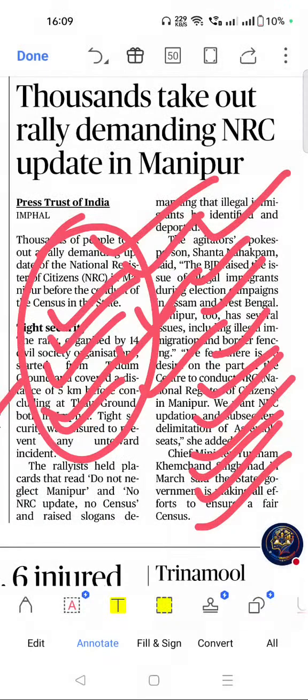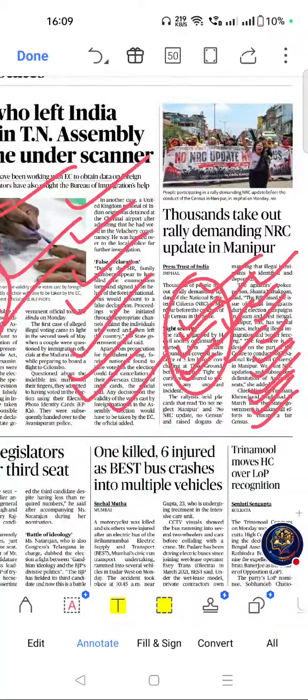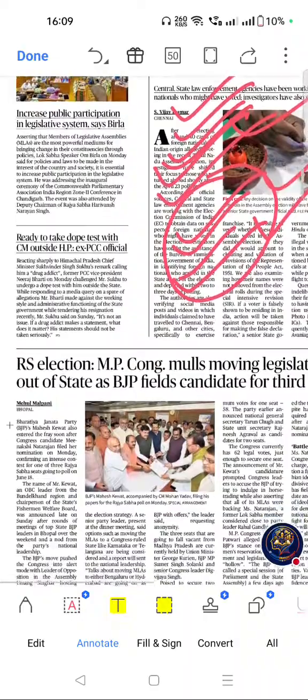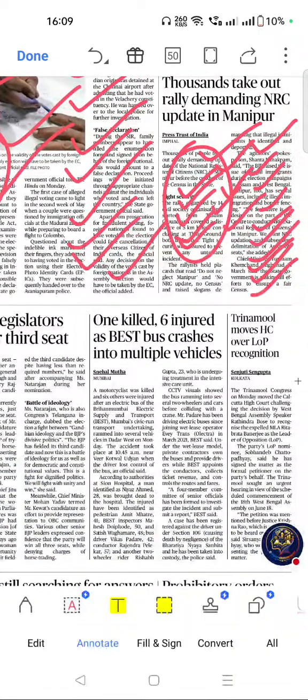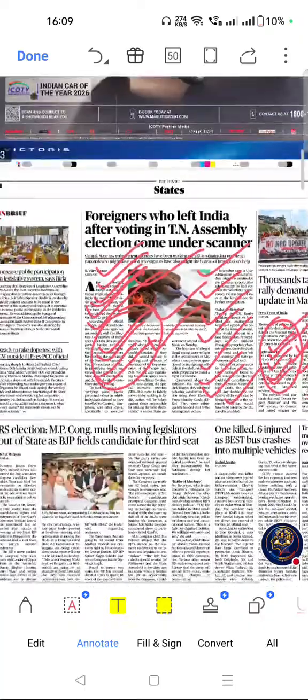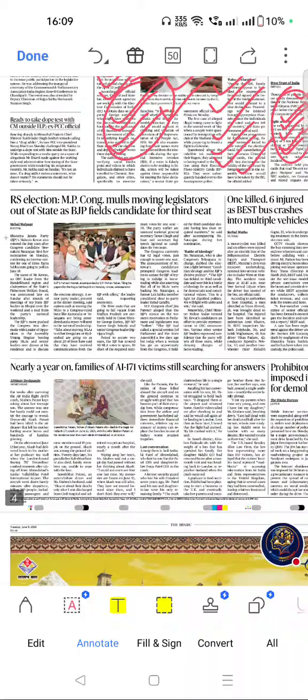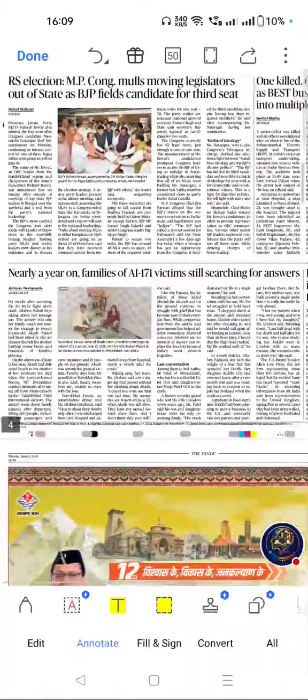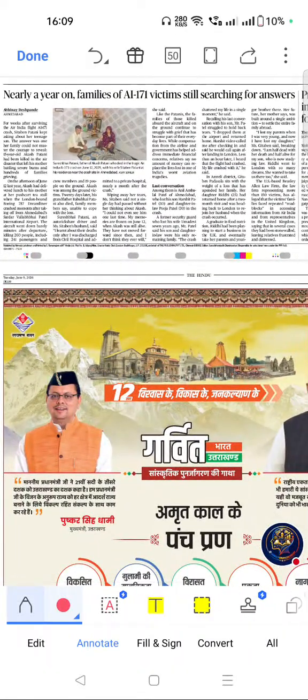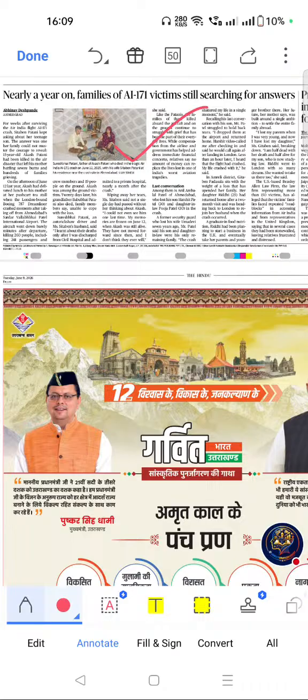Move on to the next important article from this page. Or this one. Nearly a year on, families of AI 171 victims still searching for answers. If you see the importance, aviation safety is part of infrastructure governance. Disaster management is included in UPSC GS3, and it is an important case study for crisis response and victim rehabilitation.